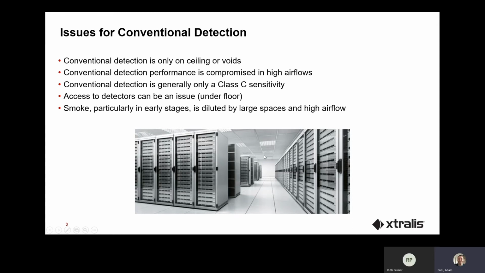So putting conventional detectors into these void spaces, there is a maintenance aspect associated with gaining access to maintain that system. And also smoke, particularly in the very early stages of an electrical fire, is diluted by the large spaces and the high airflow. So we're trying to detect in a data center a fire happening at the very early stages, and is there a risk of that fire affecting performance? Is the smoke coming off that fire too low density and we're not detecting that fire condition?